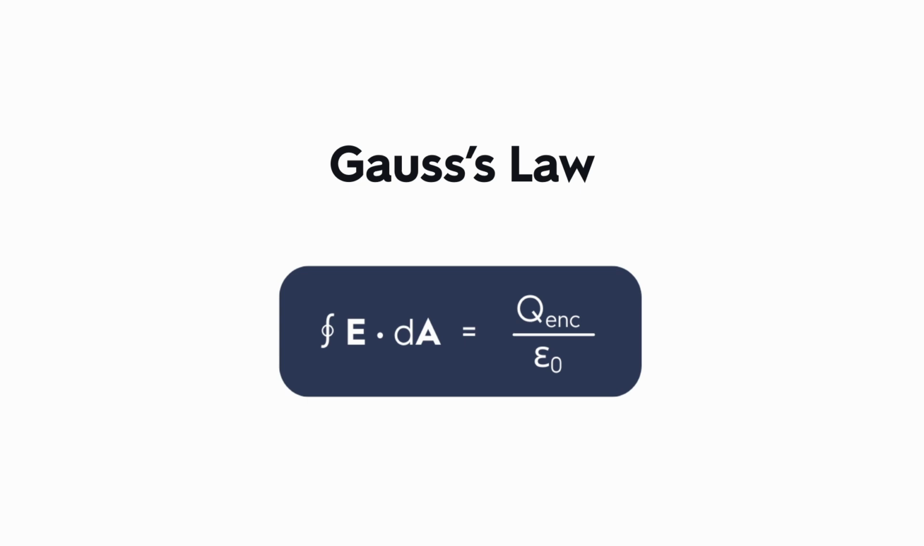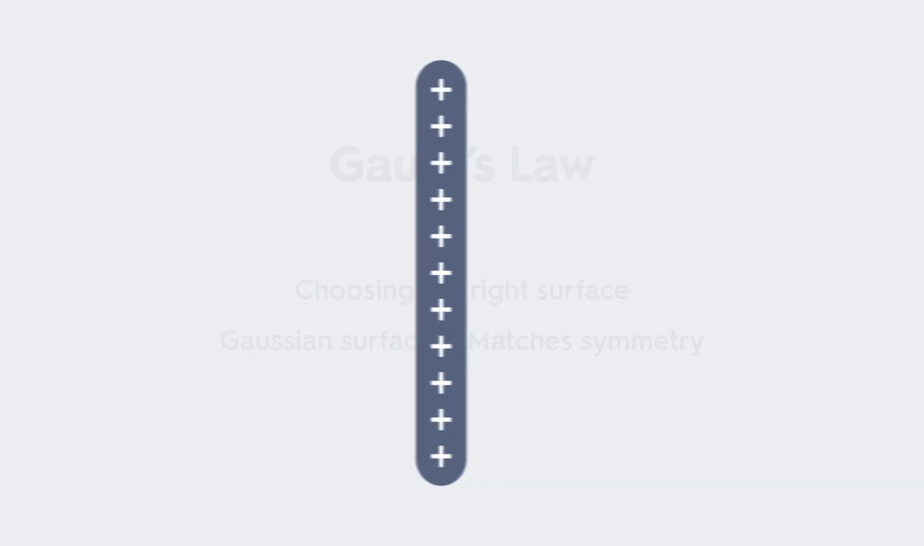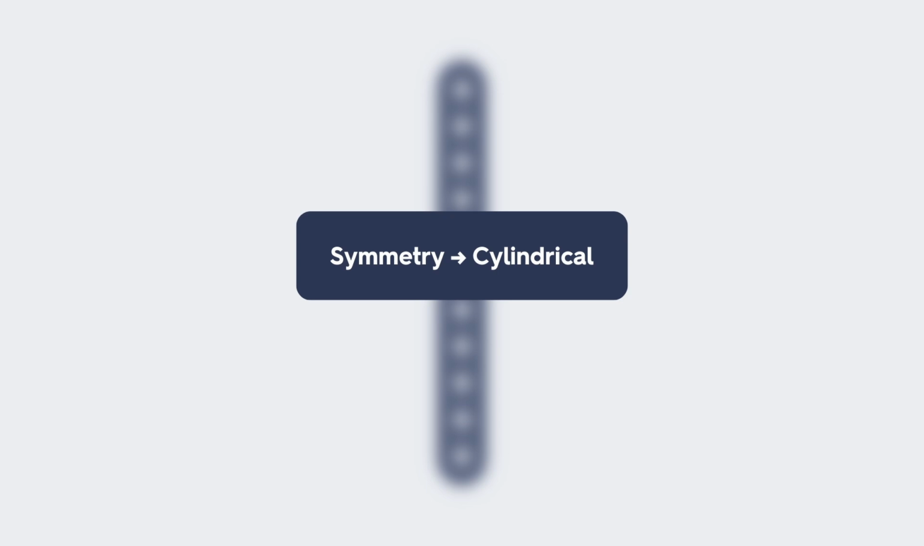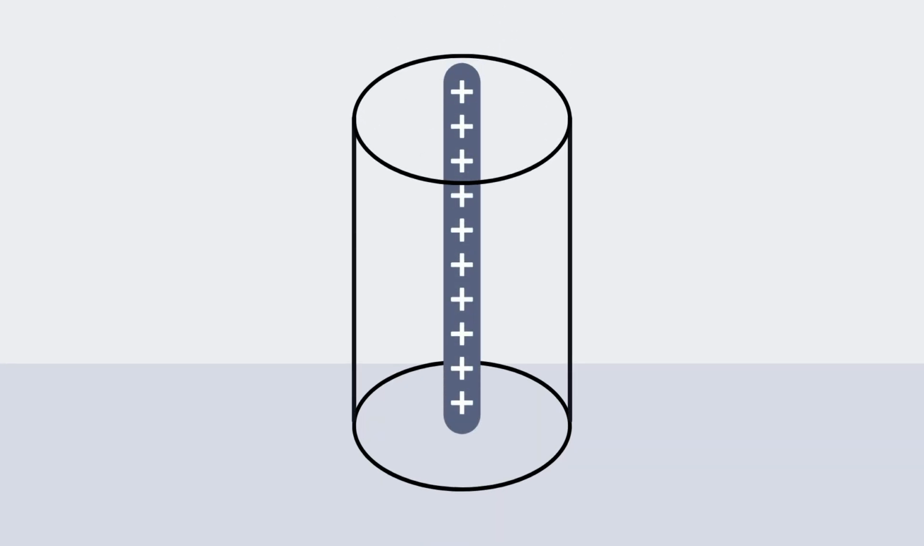To calculate that field, we'll use Gauss's law. It says the total electric flux through a closed surface equals the charge enclosed divided by epsilon naught. But Gauss's law only becomes powerful when we choose the right surface. The trick is to pick a Gaussian surface that matches the symmetry. For an infinite line, the symmetry is cylindrical. Nothing changes if you slide along the wire or rotate around it. So we choose a cylinder coaxial with the wire, radius r, and length L. The wire runs down the center like an axis.